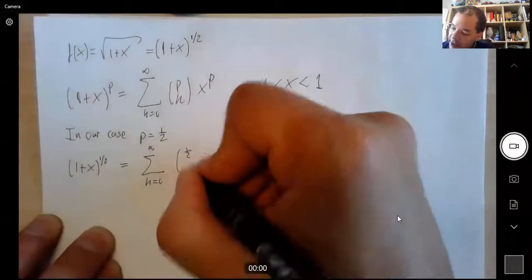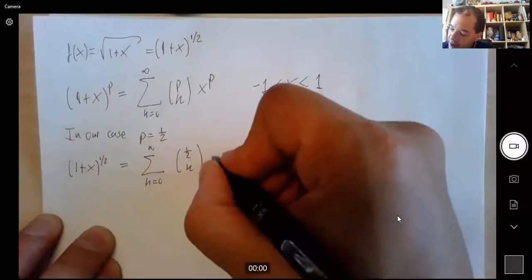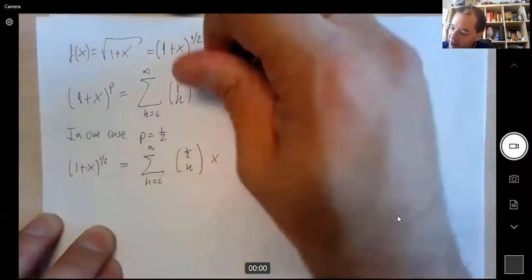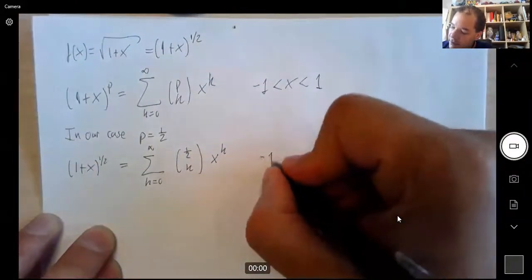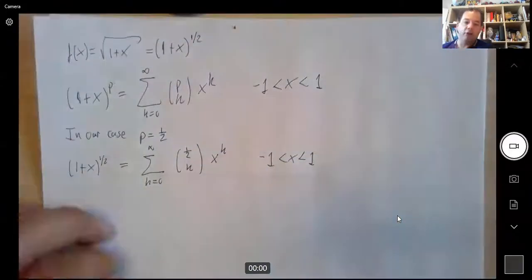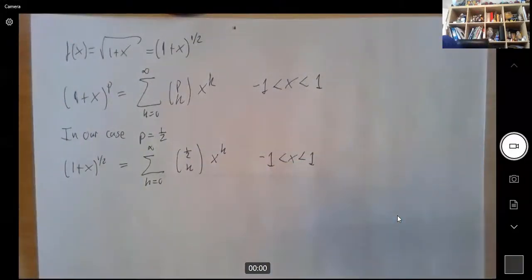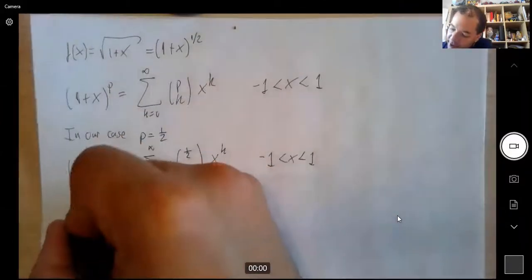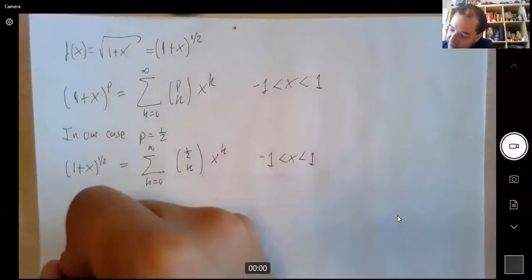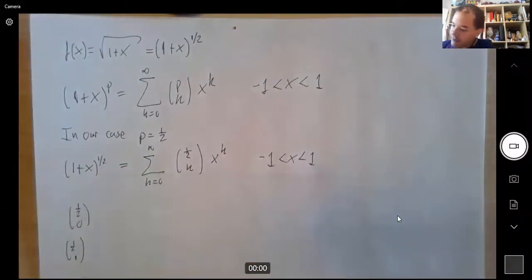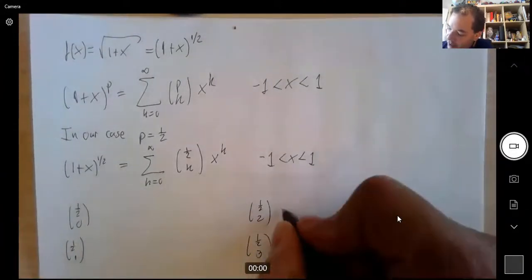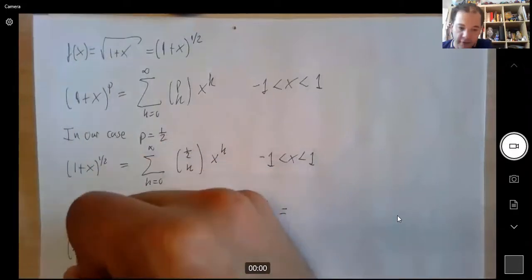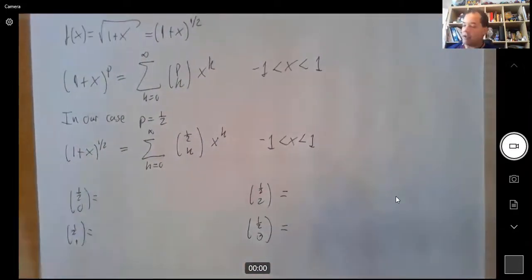So that would be 1/2 choose k, x, that's a mistake here, this should be k, x to the k. And fortunately, they're not asking us to get all of them. It says only get the first 4 terms, right? So we only need to figure out what is 1/2 choose 0, 1/2 choose 1, 1/2 choose 2, and 1/2 choose 3. Those are the only ones we need, right? So let's see if we can get them.